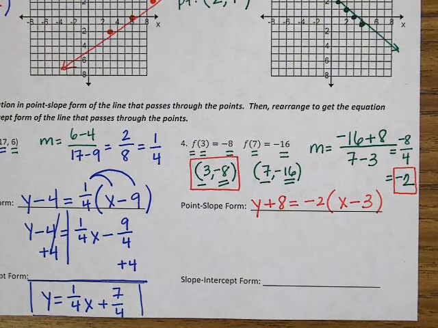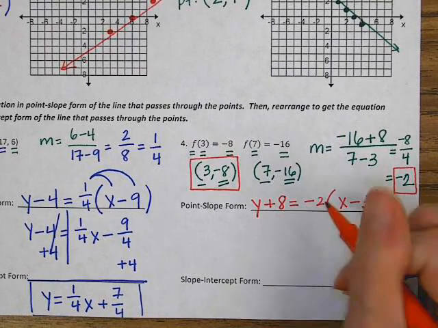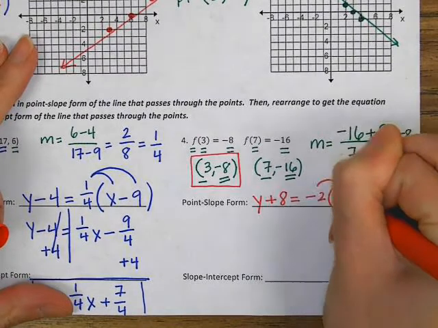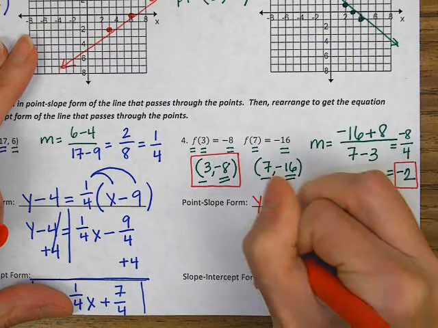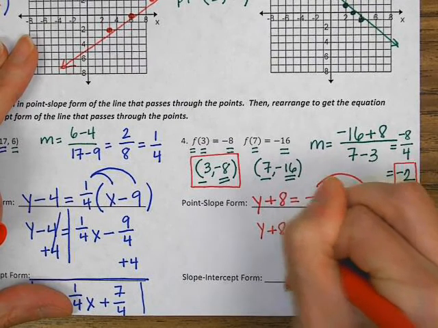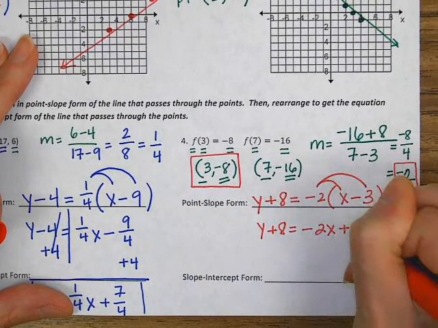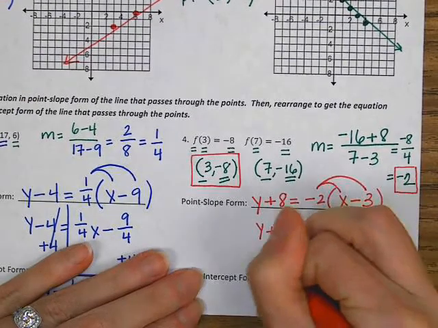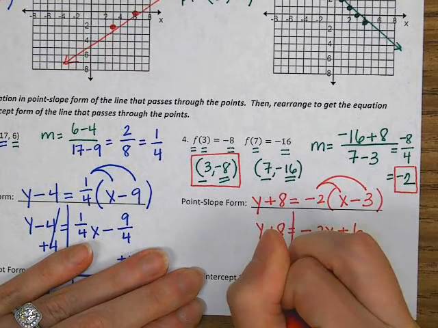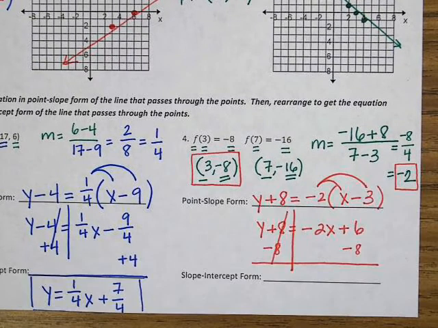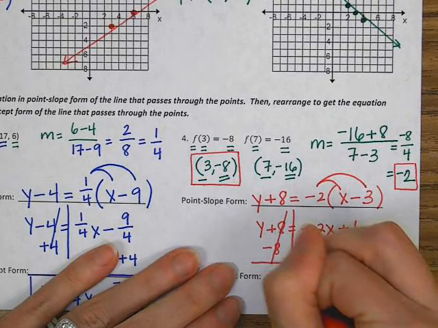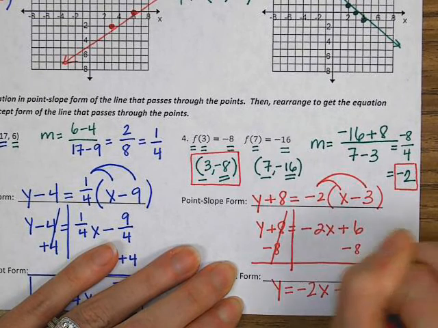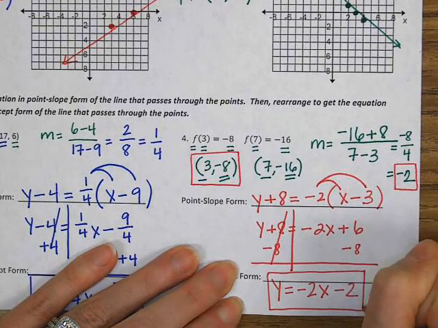And then to change it into slope-intercept form, we need to get it in y equals mx plus b form. So we need to start by distributing the negative 2. You get y plus 8 equals negative 2x plus 6. And then to officially get y alone, we're going to have to minus 8, minus 8 from the like terms. And if we do that, we're done. It's going to be y equals negative 2x minus 2. And that is rewritten in slope-intercept form.